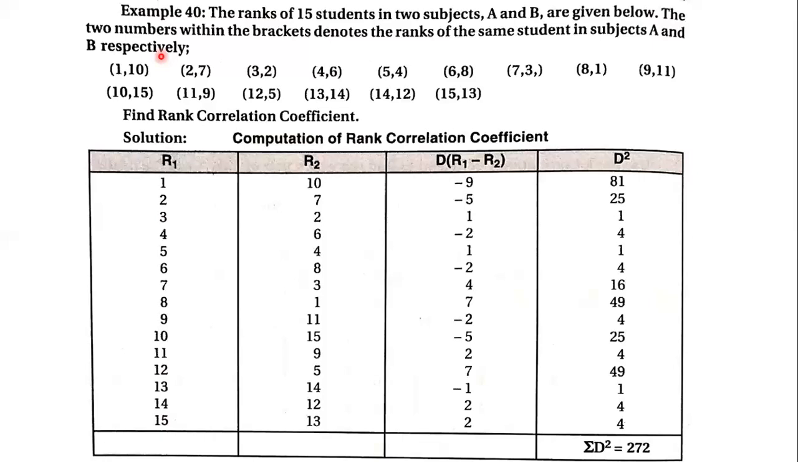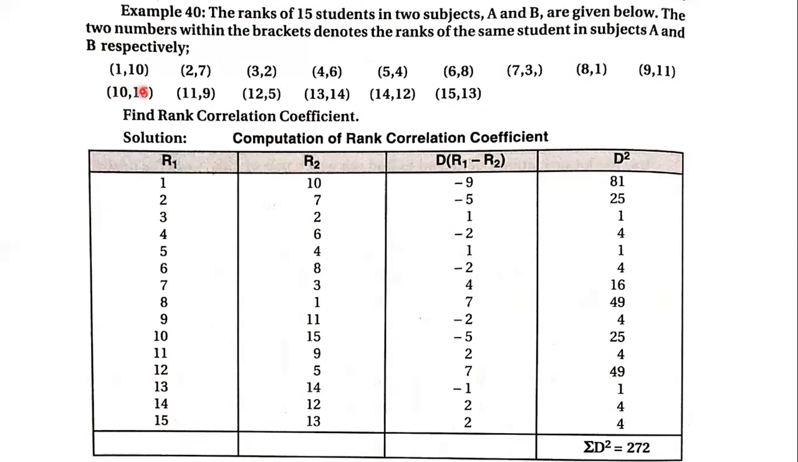Going through the problem, the ranks of 15 students in two subjects, A and B, are given below. The two numbers within the brackets denote the ranks of the same student in subject A and B respectively. So there are two subjects, A and B, and the ranks that the 15 students have scored in these subjects are given to us. Okay, but the only difference is they have given the ranks in brackets like this.